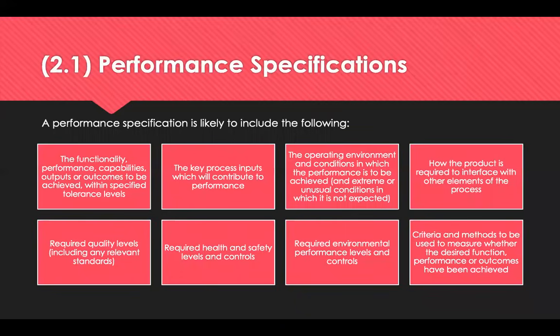But performance specs look at the functionality, performance, capabilities and outputs or outcomes which need to be achieved with specific tolerance levels. The key operating process inputs which will contribute to performance, the operating environment and conditions in which performance is to be achieved, and how the product is required to interface with other elements, any quality levels or health and safety requirements, as well as environmental performance levels and controls, and then the criteria and methods to be used to measure whether the desired function has been achieved.